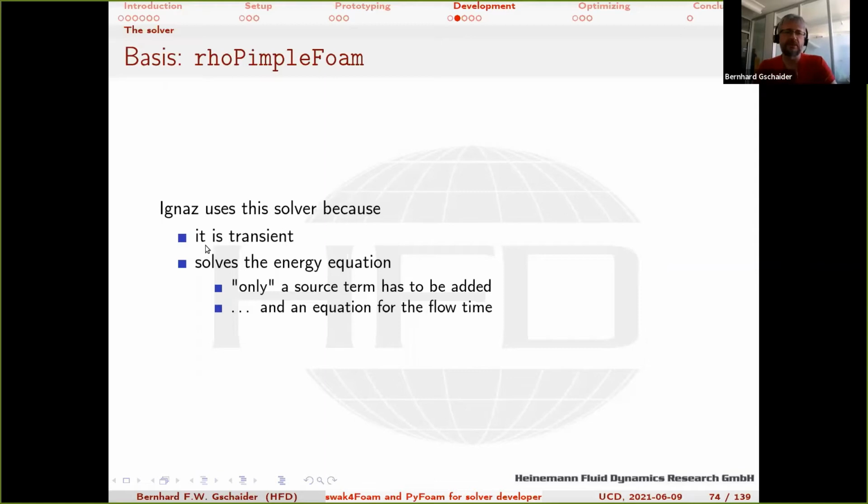He takes it because it's transient and it solves the energy equations. So basically what he has to do, he only has to add a source term and an equation for the float time.